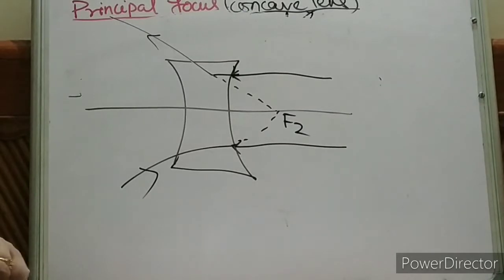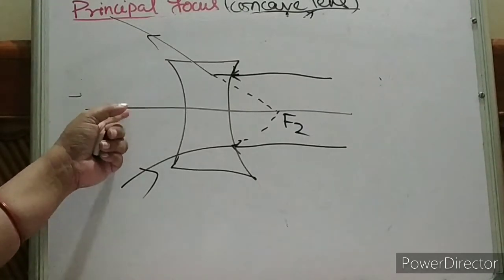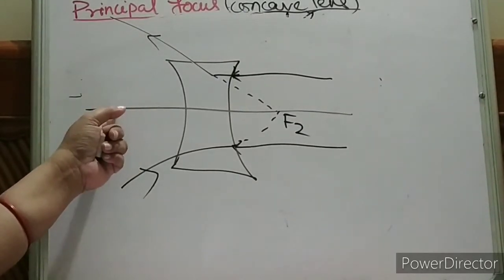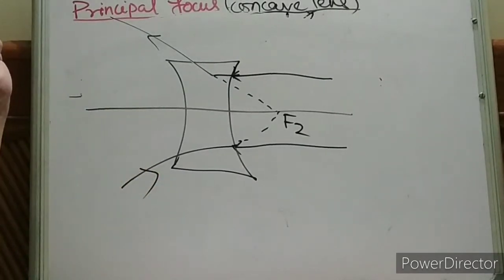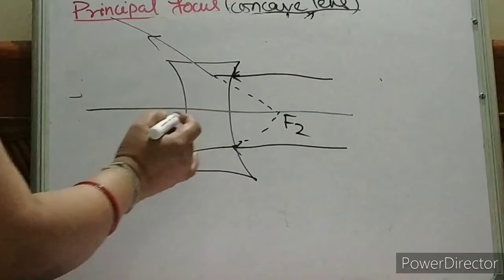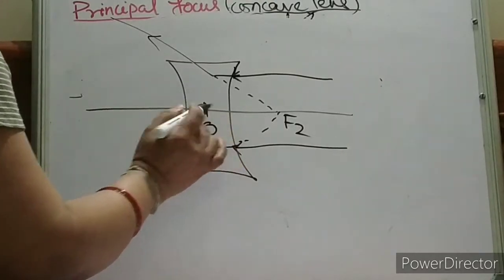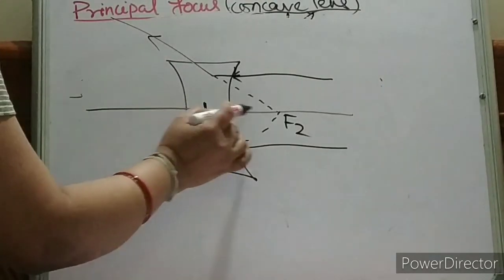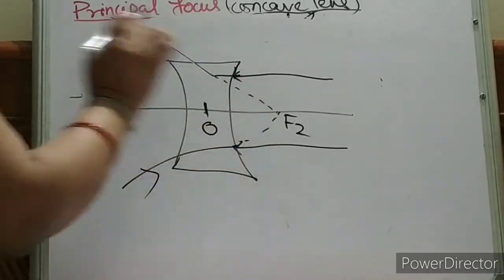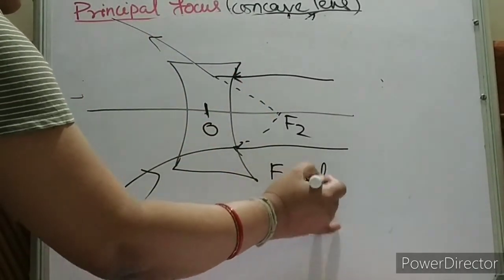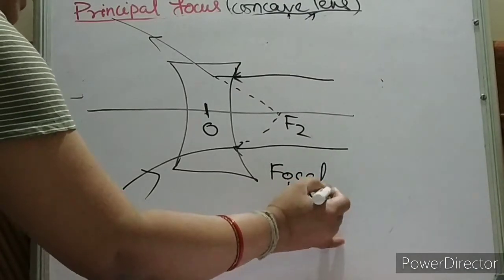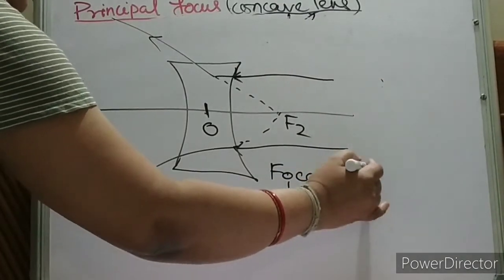And one more thing, you can see this is similar to your convex mirror. The properties are similar to the convex mirror. What is the focal length over here? This is your optical center. The distance between the optical center and the focus is nothing but focal length. Clear? And how will we denote the focal length? Small f.